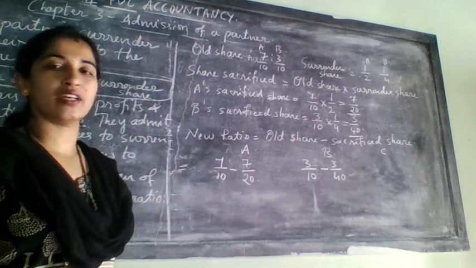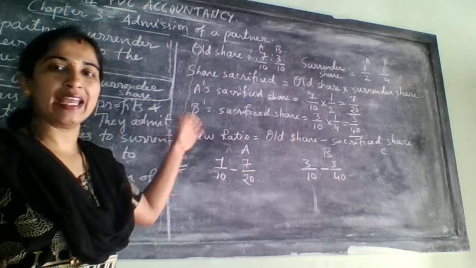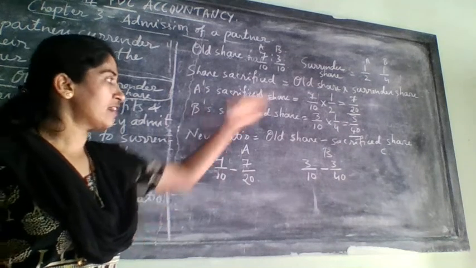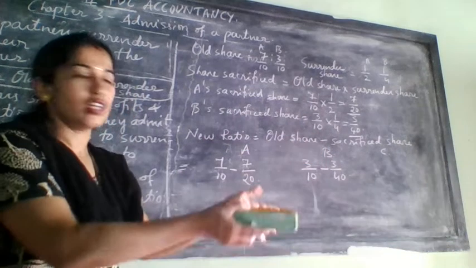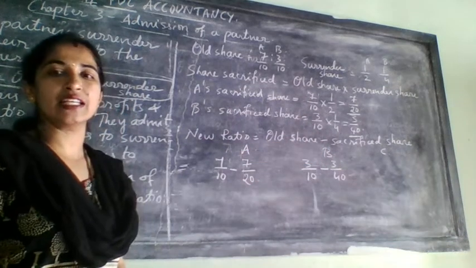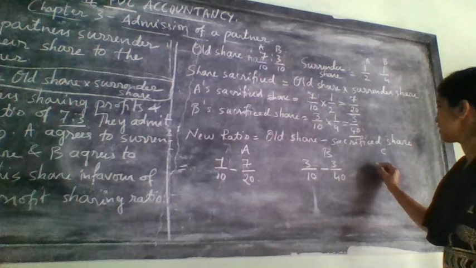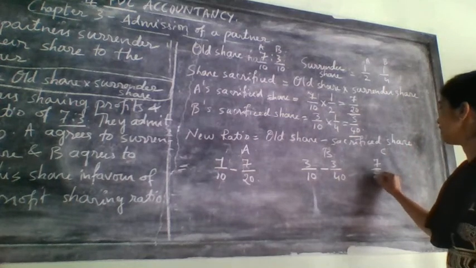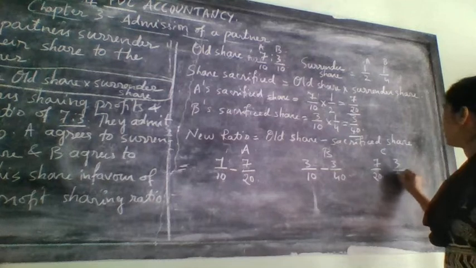Now what to do here? Here, whatever share is sacrificed by A and B is the share of whom? C, because whatever they sacrifice, that only will be considered as C's share. For that, what is the share sacrificed from A? That is 7 by 20, correct? And what is from B? That is 3 by 20.